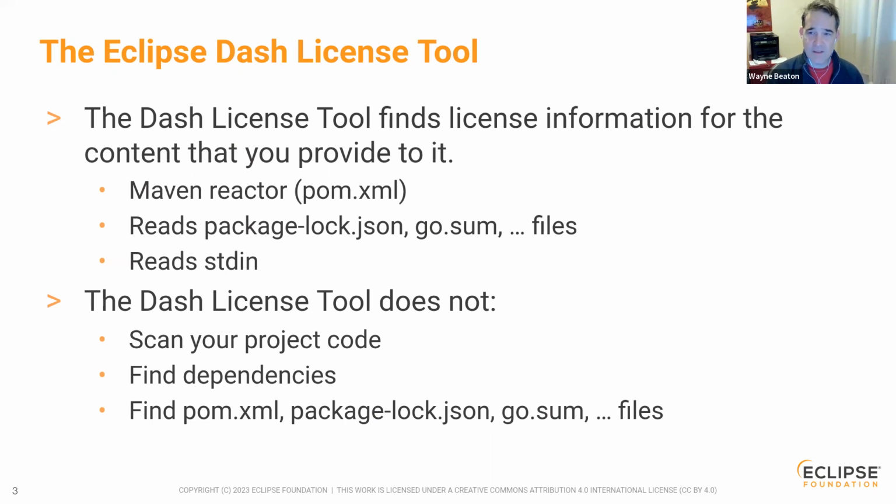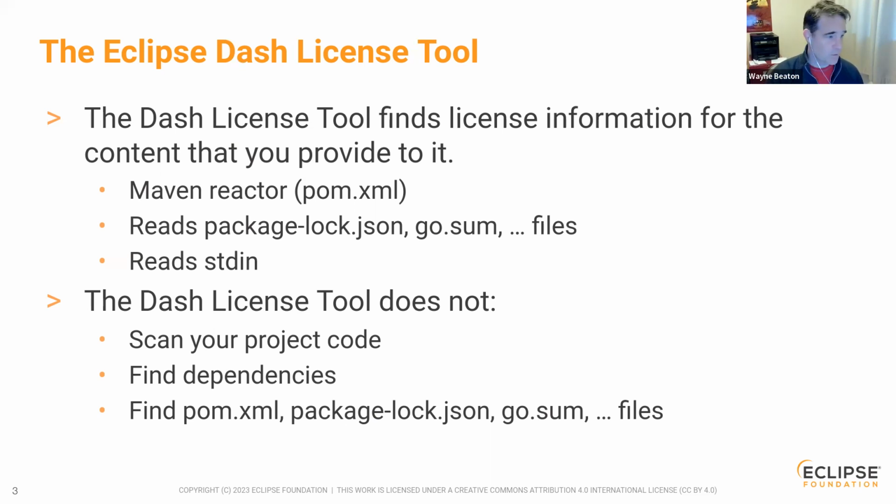So again, these files define dependencies. They define content. They provide pointers to content. In NPM, the pointer is a namespace/name@version, right? So based on that, we identify the piece of content and we can find information for that. The tool also knows how to read standard in, and I'll show you some examples of how that works.